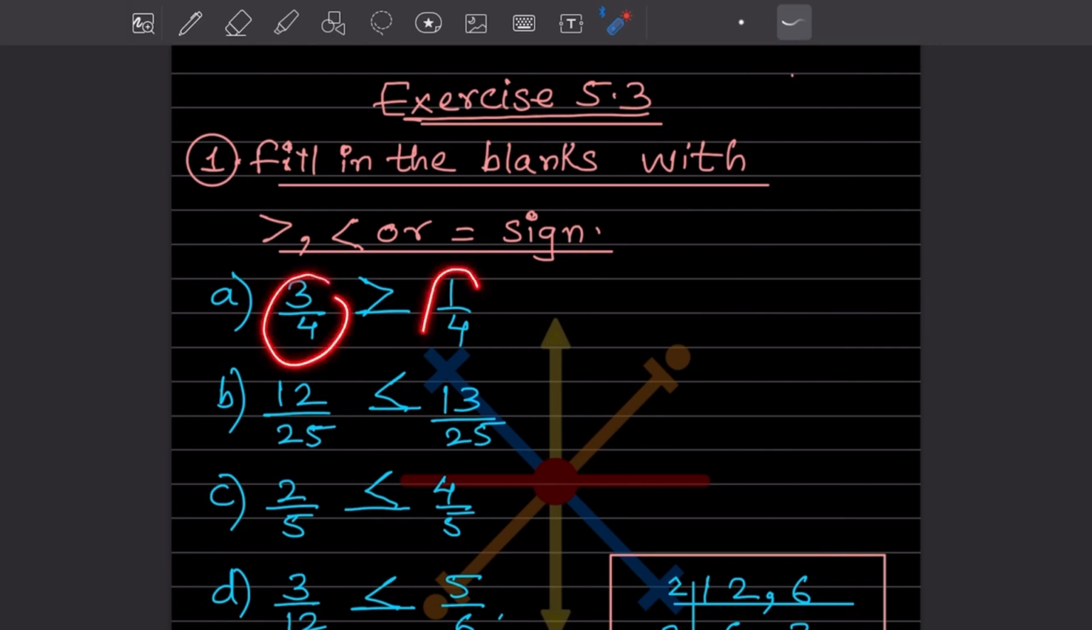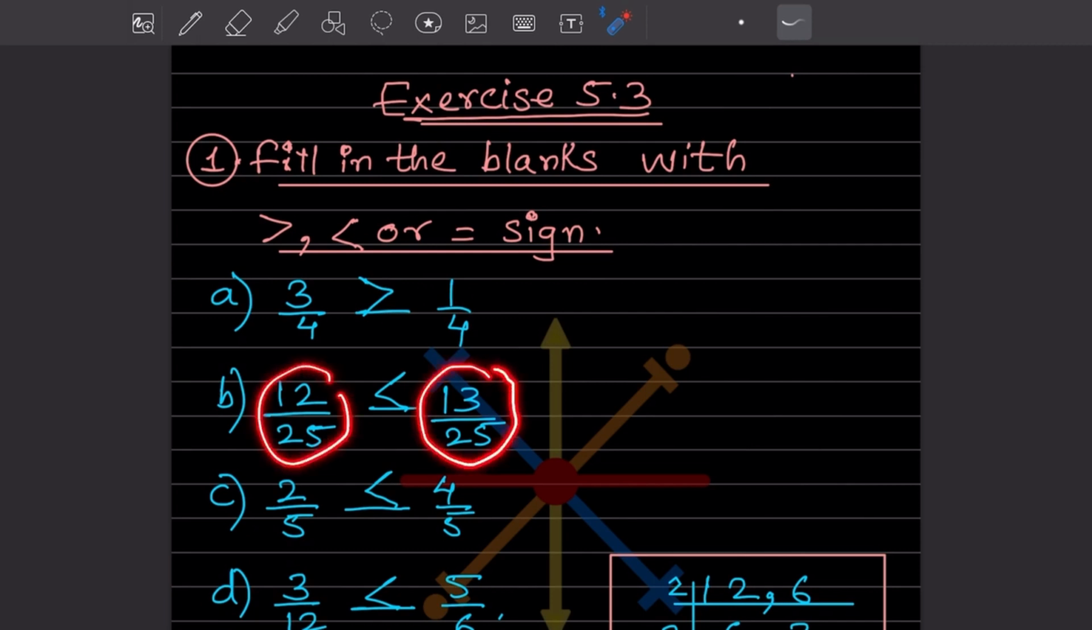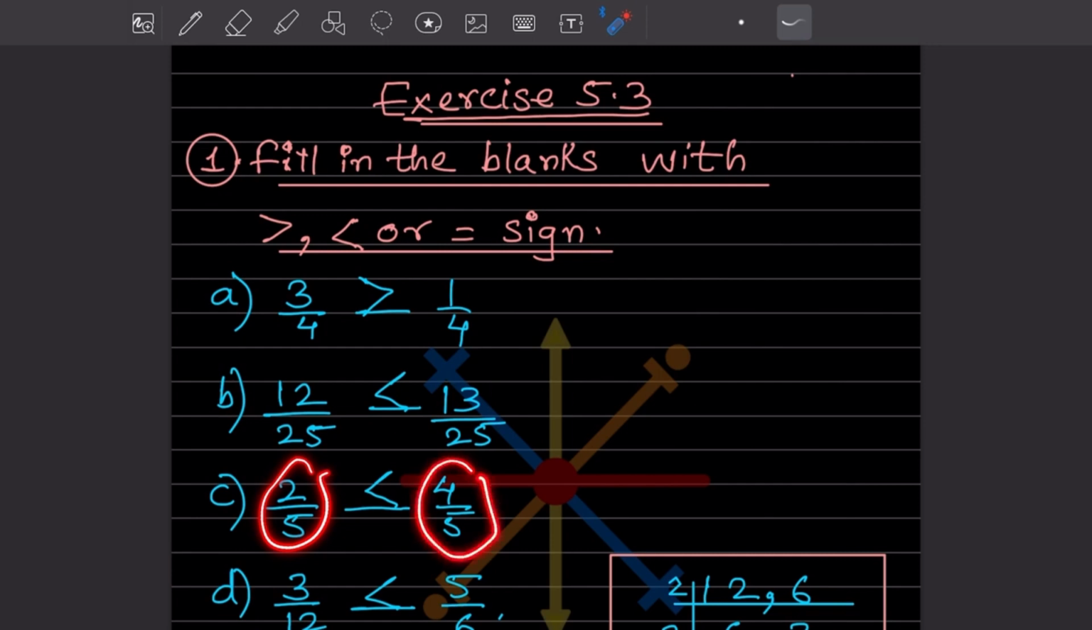Now 3 by 4 and 1 by 4. Of course 3 by 4, because the denominators are the same, this number is bigger. Here what you can see, 12 by 25, and you have to look at the denominator. If the denominators are the same, you can write it directly. Otherwise you have to make the denominators equal. Now look at here, both are 25, so of course this 13 number is bigger. Here the denominator is the same, so you look at the numbers, 4 is bigger, so the mouth opens over here.